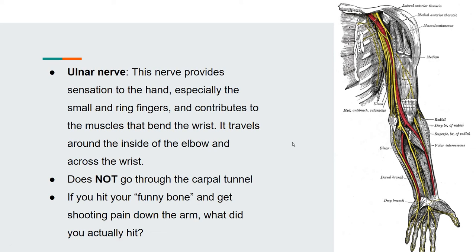If you hit your funny bone and get a shooting pain down the arm, what did you actually hit? That's your funny bone, right? Because it actually is exposed. It's pretty shallow in the arm, in that little crook in the back of the elbow.